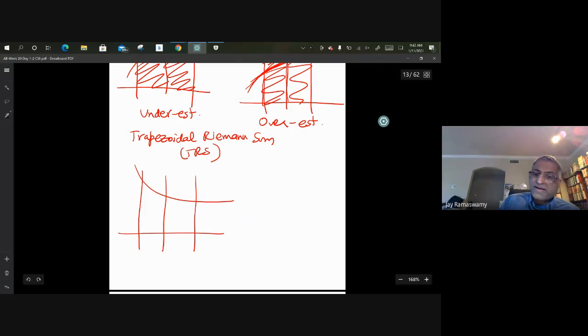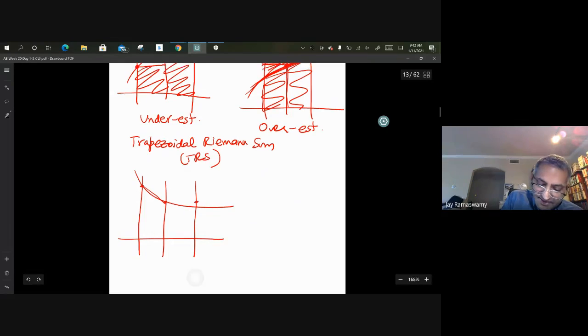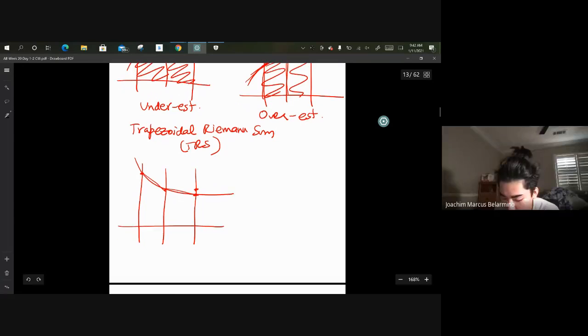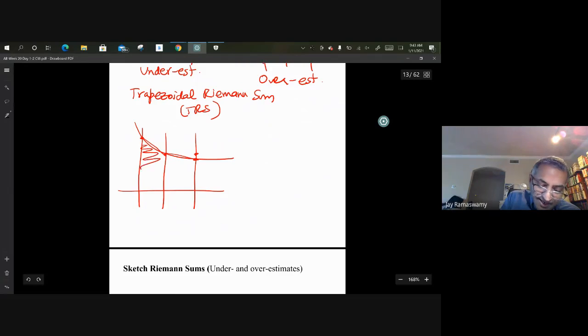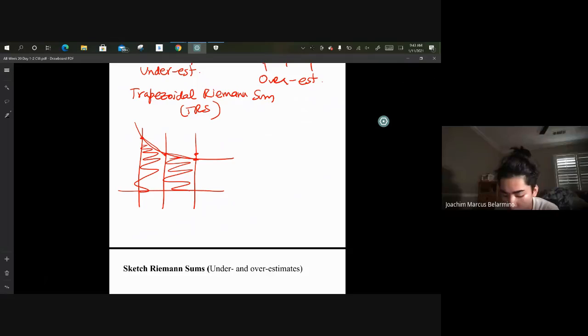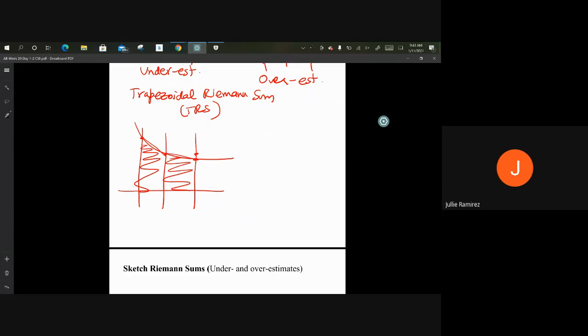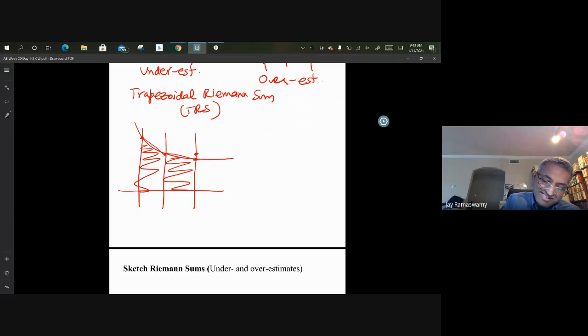Draw parallel lines as always. But this time, instead of left or right, I'll just draw a trapezoid. Look at the board. Is that a trapezoid? Let me exaggerate it. Like that. Is that a trapezoid? Okay, look carefully. Will a trapezoid be an underestimate or overestimate? Overestimate. Can you see the actual trapezoid is slightly above the graph? So that's an overestimate.